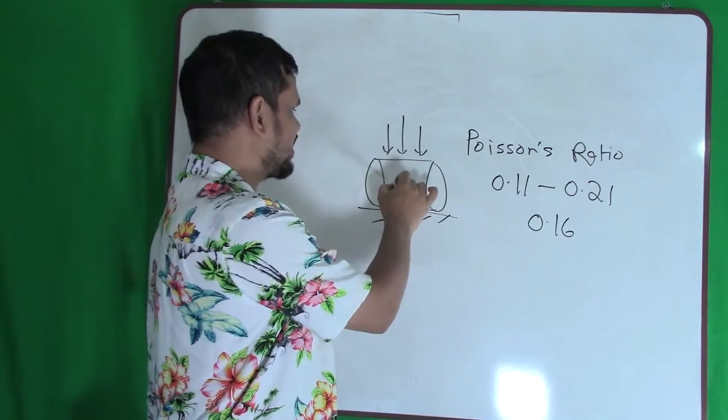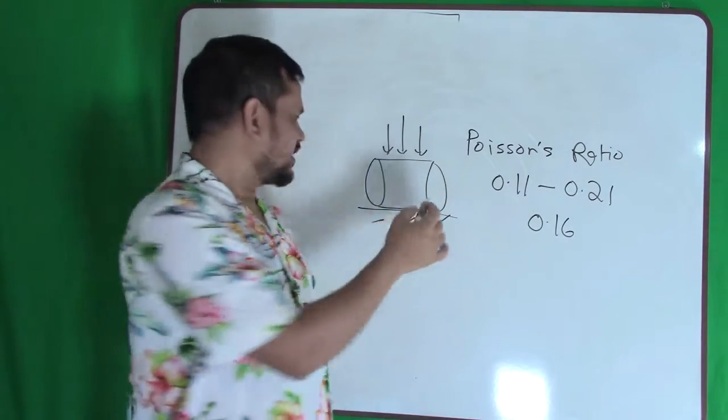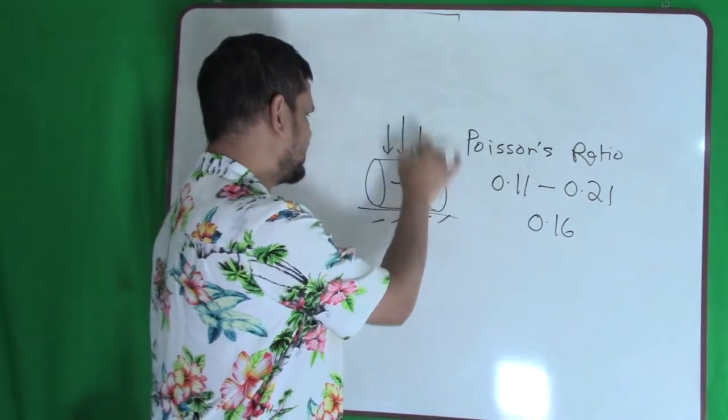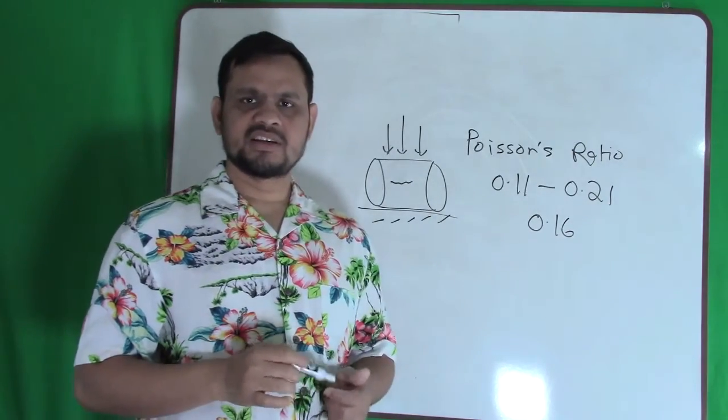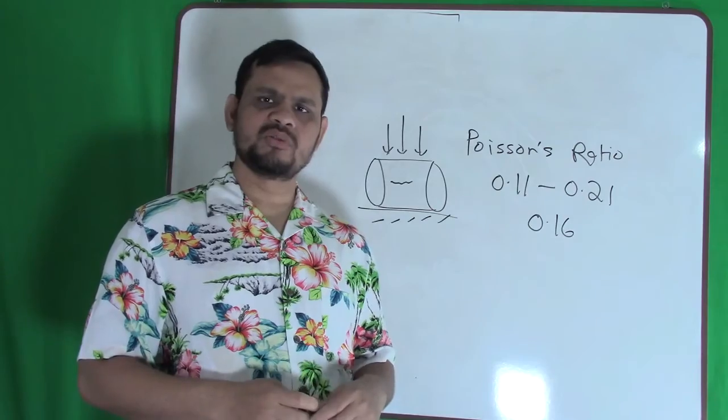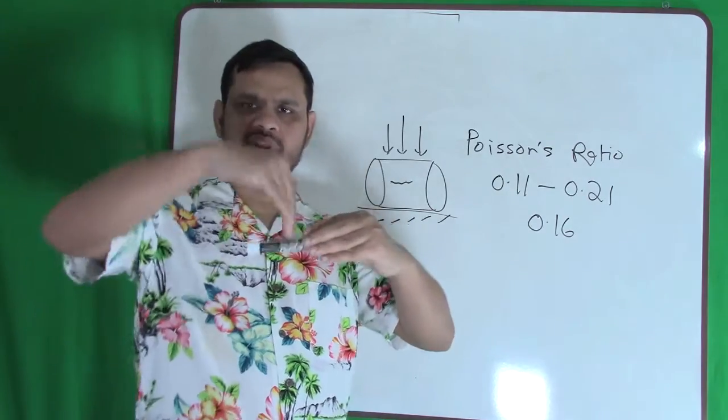There will be some crack somewhere. It may be here, somewhere here. So this is called splitting test. We can also do it by beam. Take a beam and apply load.